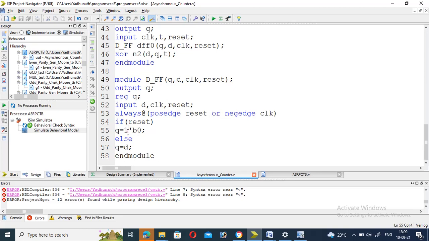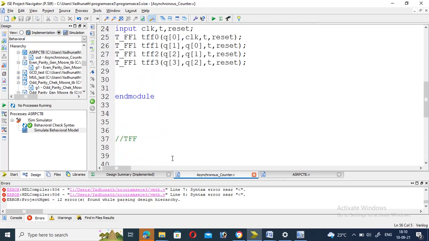So where 1 represents the number of bits, and b represents the base of the number. If it is binary, b can be used, if it is decimal, it can be treated as d, right? Even small b or capital B is acceptable. So 0 means that 0, else reset happens. Then output is equal to, whatever input the D flip flop is provided, the same output should come. Therefore output Q of the D flip flop is equal to D, that is nothing but the input of the flip flop. And module end, this is a very basic code guys.